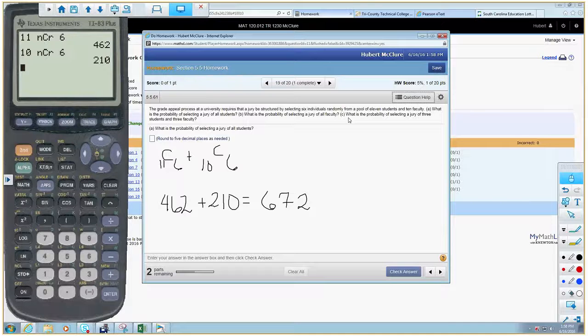Okay, what is the probability of selecting a jury of all students? Well, all students would be 11 combination of 6, which is 462, over 672. There you go. And then all adults, 210 over 672. And then what is the probability of selecting a jury of 3 students, if that's what you're talking about? That would be 11 combination of 3 and 10 combination of 3 over the total. You divide by 672. Remember, in probability, you got to find the total.